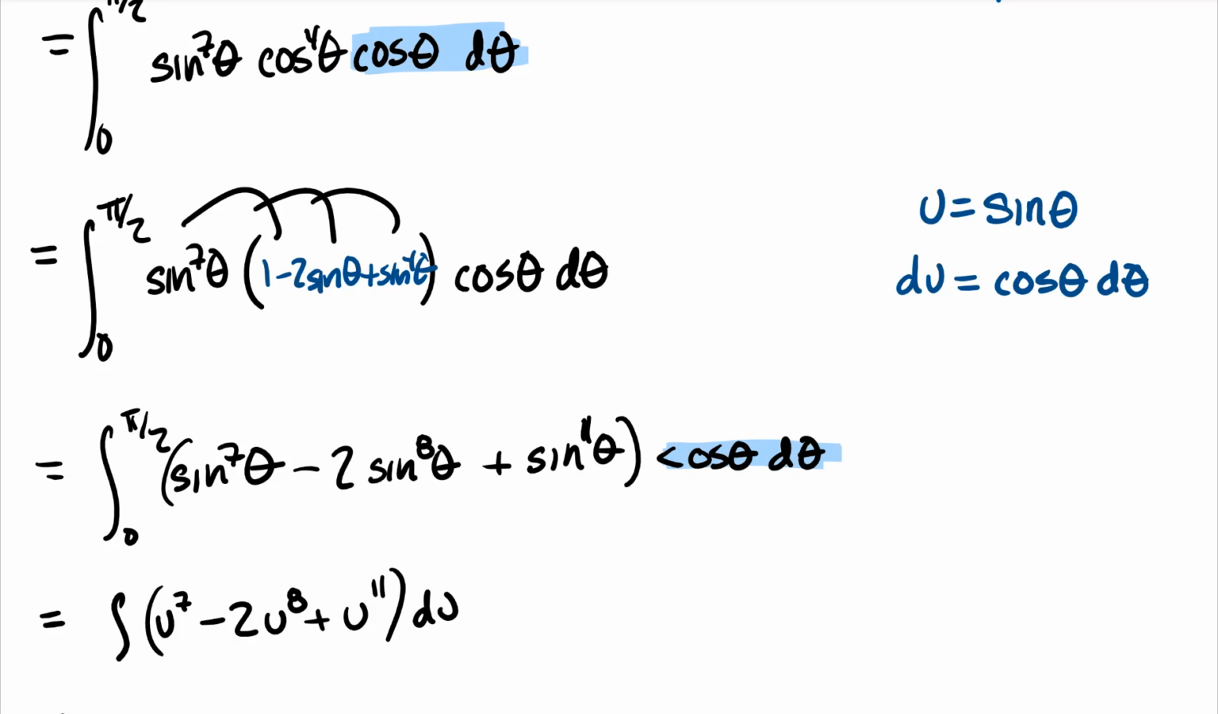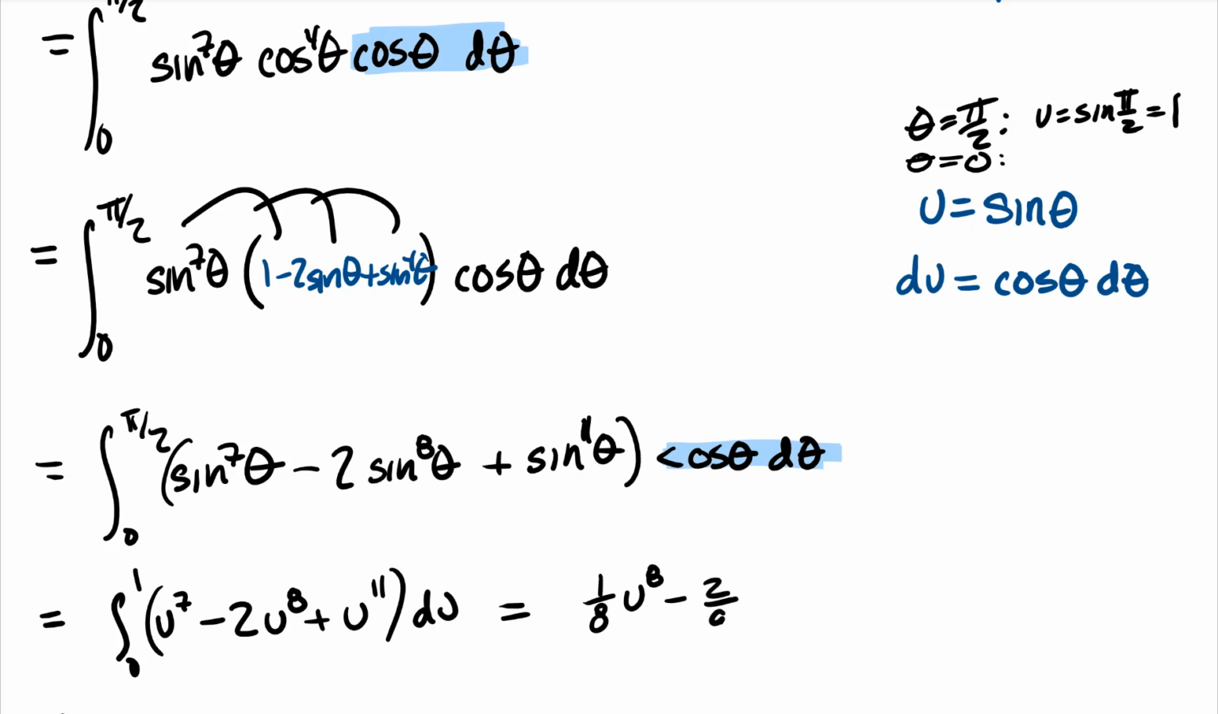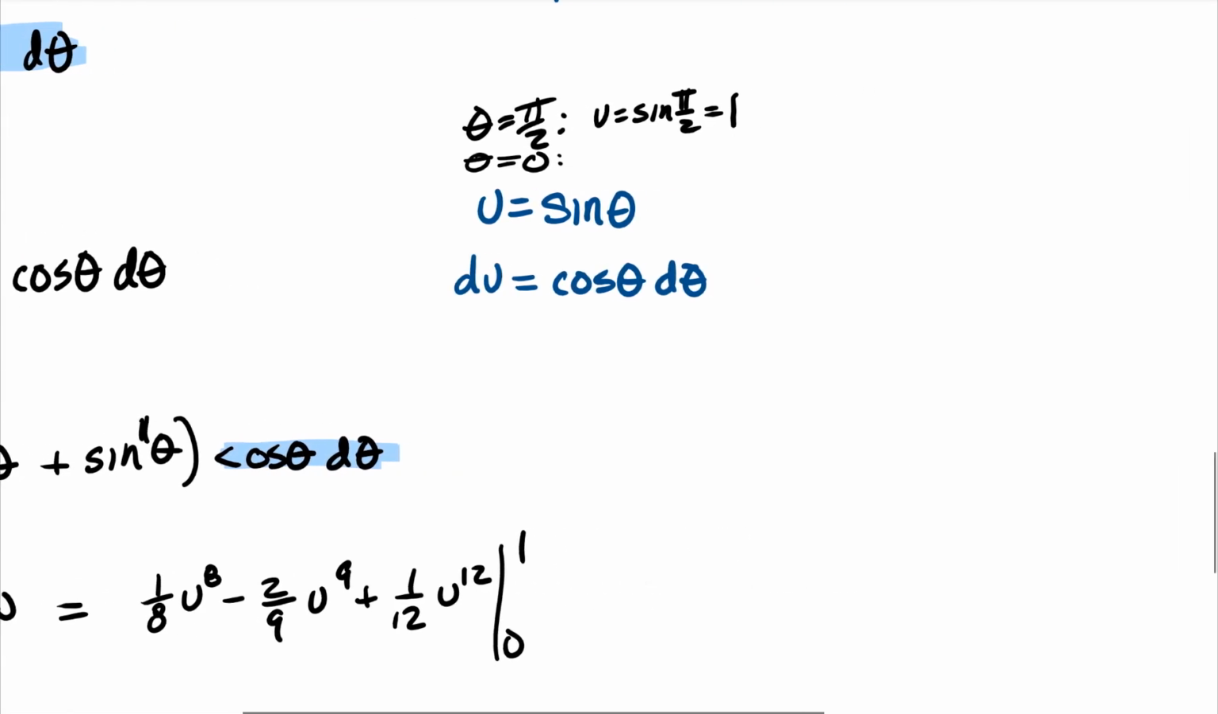Oh, but there's bounds. We have to plug it in. When theta is equal to pi over 2, u is equal to sine of pi over 2, which just equals 1. And when theta is equal to 0, well, sine of 0 is equal to 0, so it's just going to stay at 0. So let's take our antiderivatives. So we're going to get 1/8 u to the 8th minus 2/9 u to the 9th plus 1/12 u to the 12th.